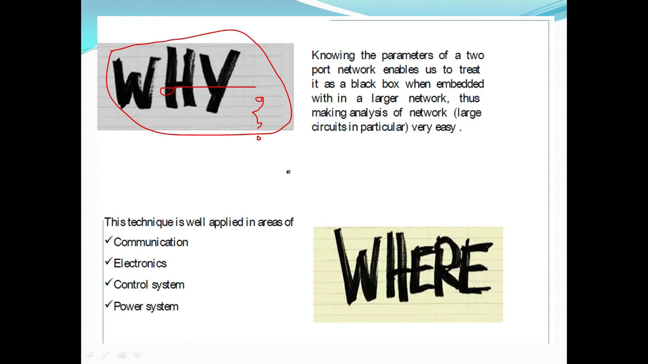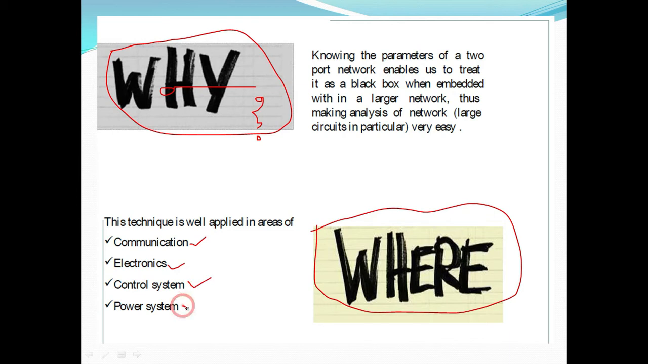Then where is it used? The third question arises in our mind: where is the two-port network used? One is communication, second is electronics, third is control systems, and fourth is power systems. These are the basic major areas where the two-port network is used.